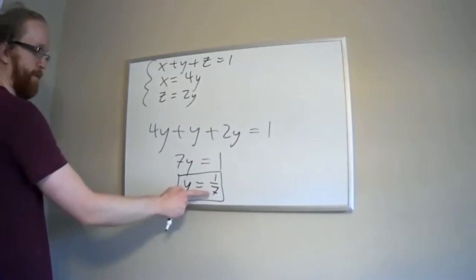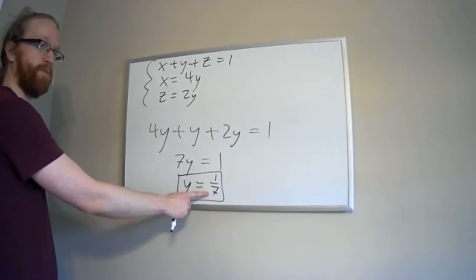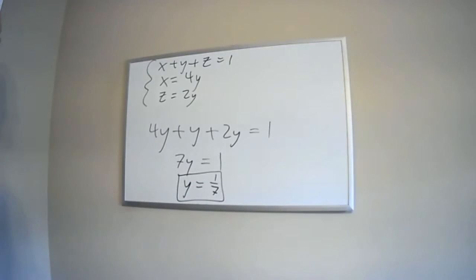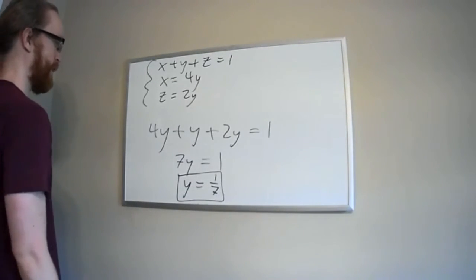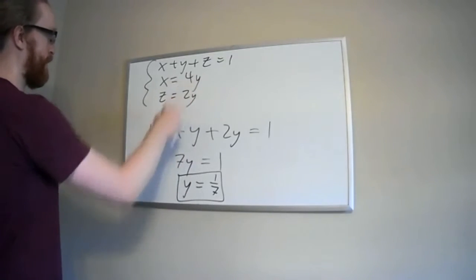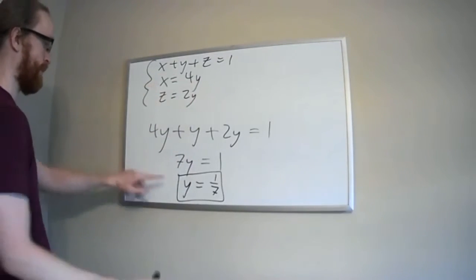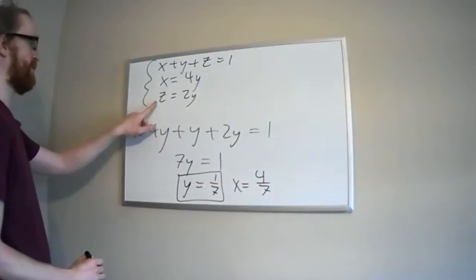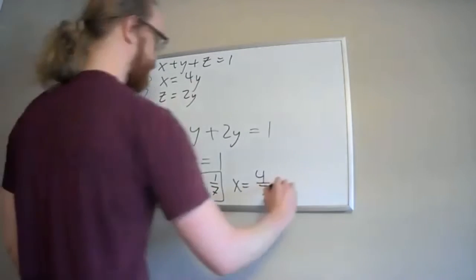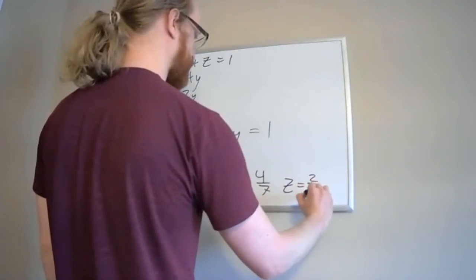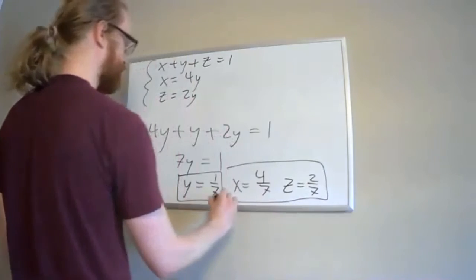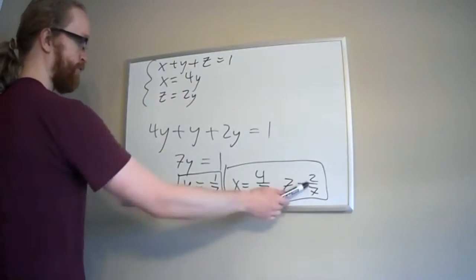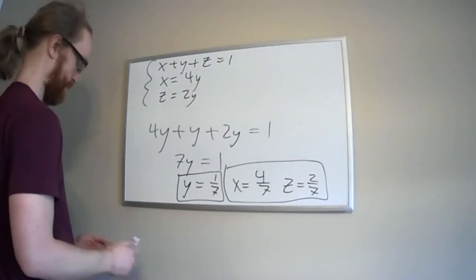Again, just to check, that is a number between 0 and 1. So that makes sense as a probability, so we're good. And so now I'm just going to plug this back in up here and find out what x and z are. So x is 4 times y, so that means x is 4/7. And z is 2 times y, so z is 2/7. And now I'm done. These are my 3 probabilities. So the probability of rain is 4/7, the probability of sun is 2/7, and the probability of snow is 1/7.